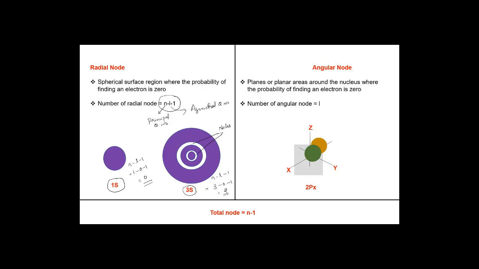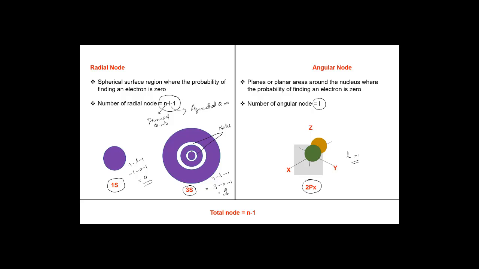Now let's talk about angular nodes. Angular nodes are nothing but the planes or planar areas around the nucleus where the probability of finding an electron is 0. The number of angular nodes can be calculated using the azimuthal quantum number. If you take the 2px orbital, here you can see a grey plane going in between these two lobes. So one node will be present, that is called the angular node. For the 2px orbital, the angular node is equal to 1 because the L value is equal to 1.